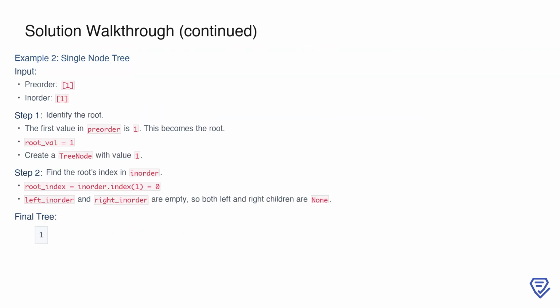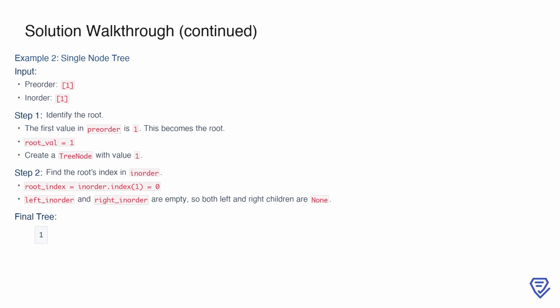For the left child of 20, we use preorder equals 15 and inorder equals 15. The root of this subtree is 15, and since there are no elements on either side in the inorder traversal, both its children are none. For the right child of 20, we use preorder equals 7 and inorder equals 7. The root of this subtree is 7, and similarly, it has no children. Now, the right subtree of the root node 3 is complete, with 20 as its root and 15 and 7 as its left and right children, respectively.